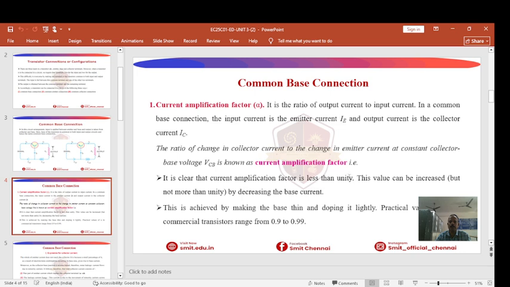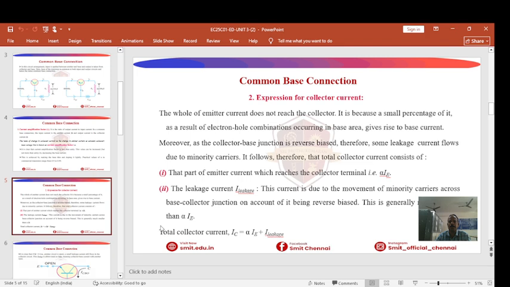Alpha indicates the current amplification characteristics of the CB. This value is very small in comparison with the other modes. So for current amplification purposes we cannot rely on the CB mode, since the value is very small.